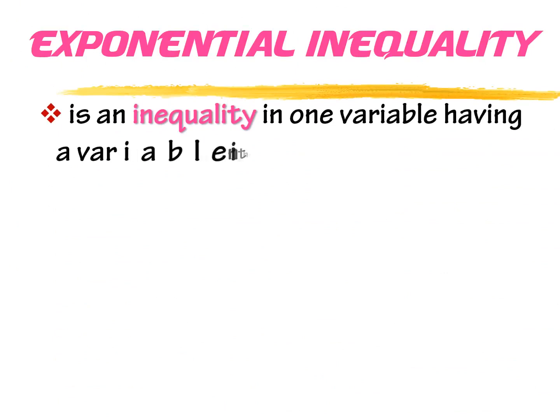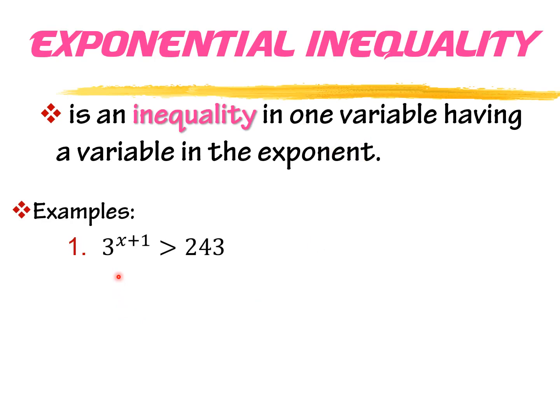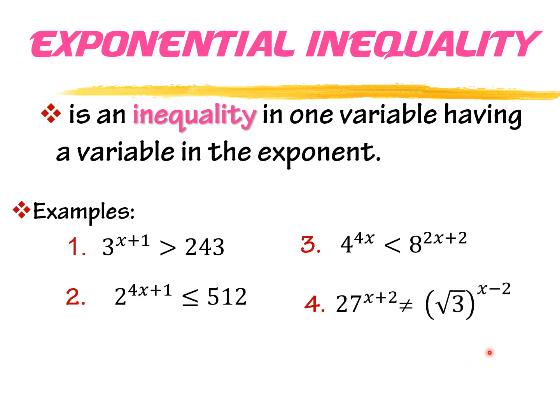And lastly, we have exponential inequality. It is an inequality in one variable having a variable in the exponent. So one variable only. So we have 3 raised to x plus 1 is greater than 243. Again, your bases are greater than 0 but not equal to 1, and you have the variable in the exponent. So these are other examples of exponential inequality. Okay, so there you go. I hope you see the difference between exponential function, exponential inequality, and exponential equation.